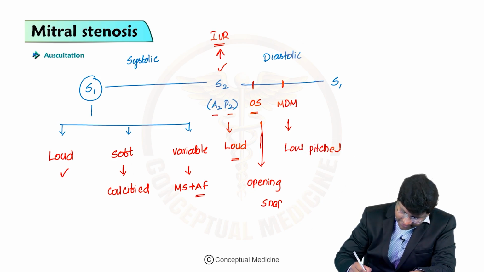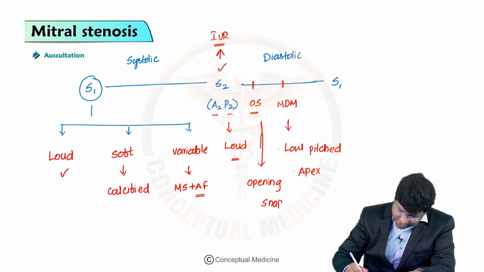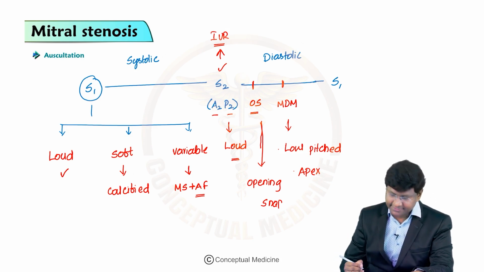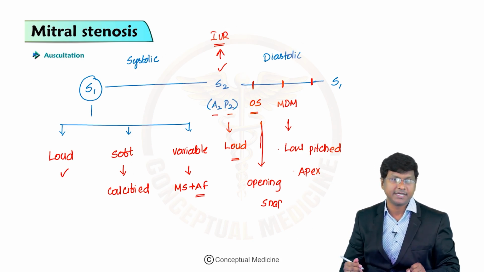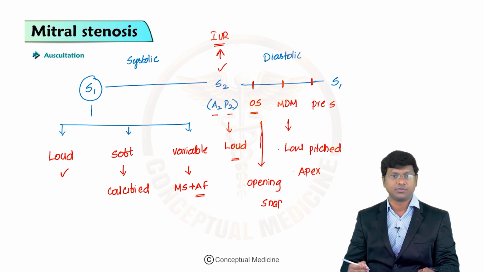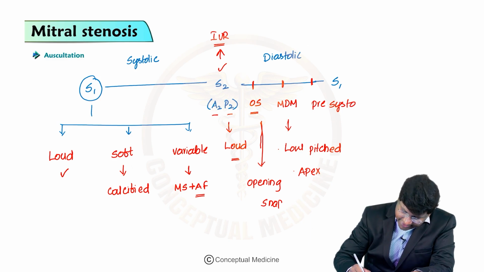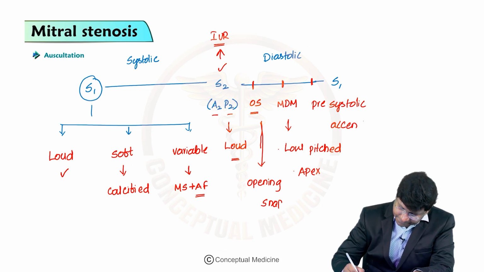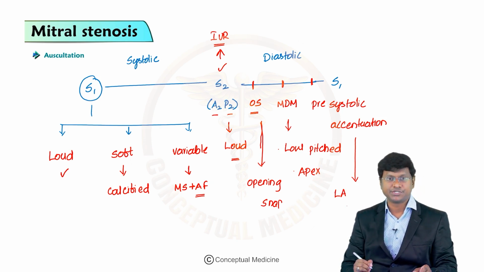And this mid-diastolic murmur is a low-pitched sound, and it is heard at the apex of the heart. Then in the later part of the diastole, you have one more additional sound, okay? And this additional sound is a pre-systolic accentuation.